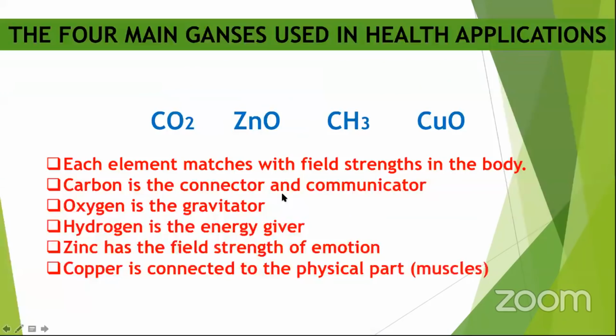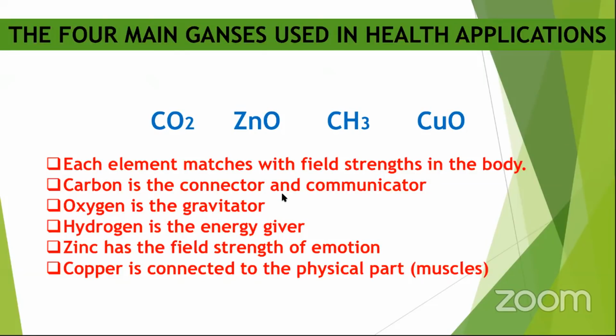So we're going to start with this GANS of CO2, zinc, CH3, and copper oxide. Each element matches with field strengths in the body. Carbon is a connector or the communicator, which is in every single cell of the body. And oxygen is a gravitator, so it helps to absorb elements in the body that it needs. Hydrogen is an energy giver.